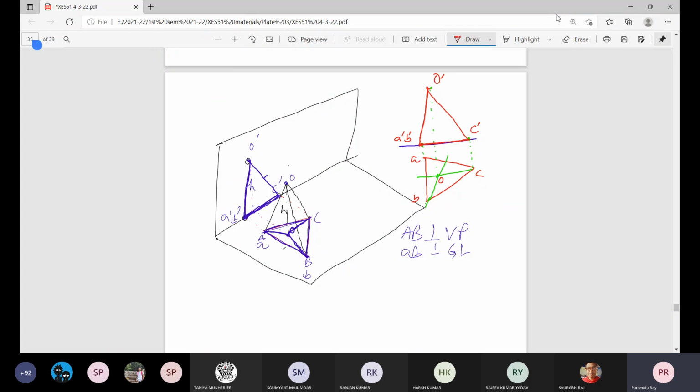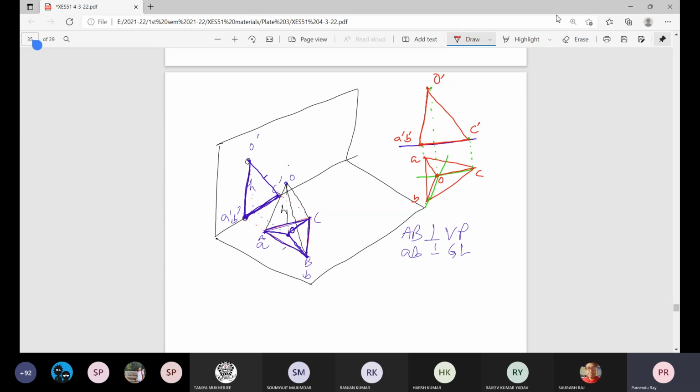In plan, this is the plan of O. So what about plan of OA? This line connecting plan of O and plan of A. Connect the plan of O and plan of B. This is plan of OB, and connect plan of O and plan of C. This is plan of OC.